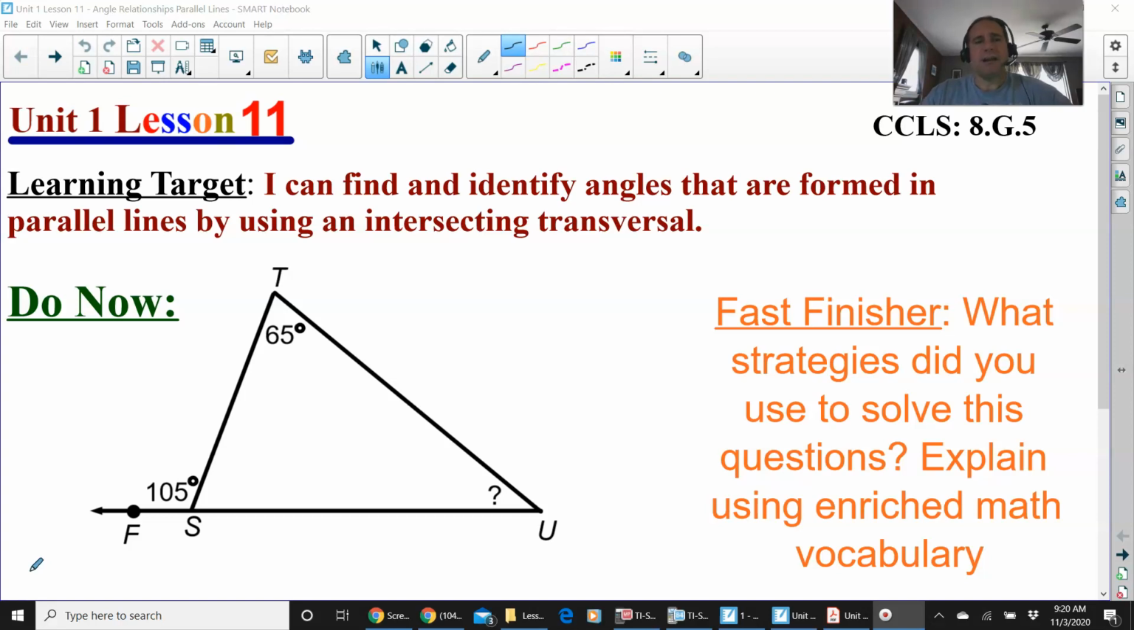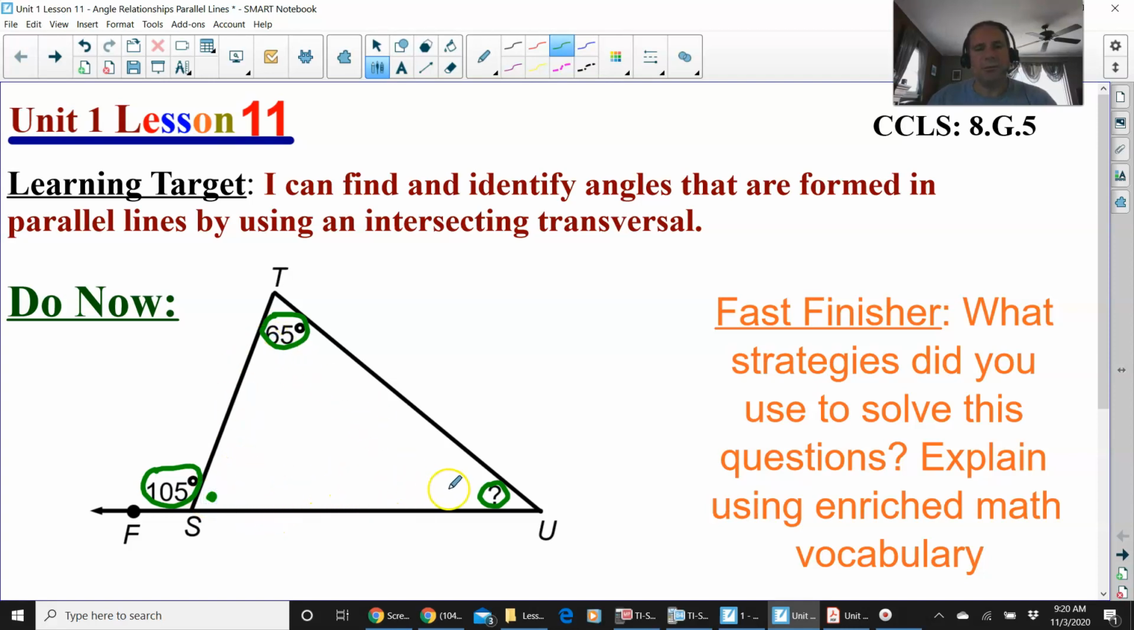This is a triangle with missing angles, and we have to find this angle right here with the question mark. So let's get right to it. There's a couple of different ways that you can do this. This right here is 105 degrees. It's an exterior angle. This right here is 65 degrees. It's an interior angle, inside. And so this right here is an exterior angle.